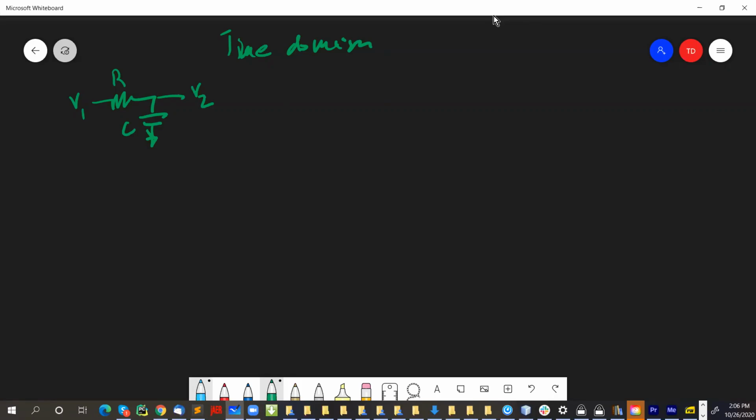It's clear that if V1 doesn't change anymore, then V2 will just equal it after a while because there would be no more charge flowing on the capacitor. But if V1 changes quickly, then V2 won't follow it. So this is a low pass.